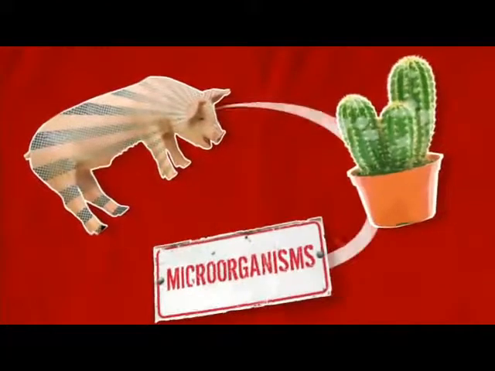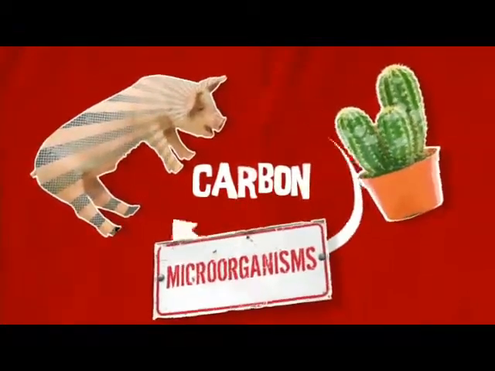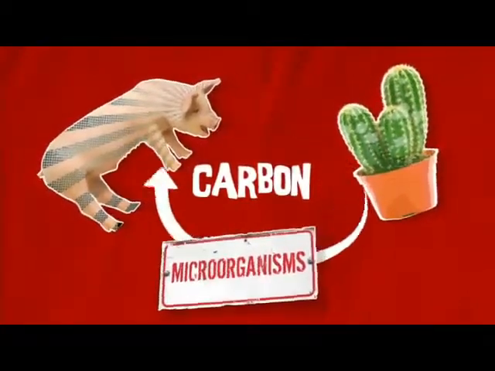Microorganisms and detritus feeders put carbon compounds into the soil. These are taken up by plants as nutrients. So we've seen the carbon pass from air and soil into living things. To continue the cycle, the carbon needs to get back out again.